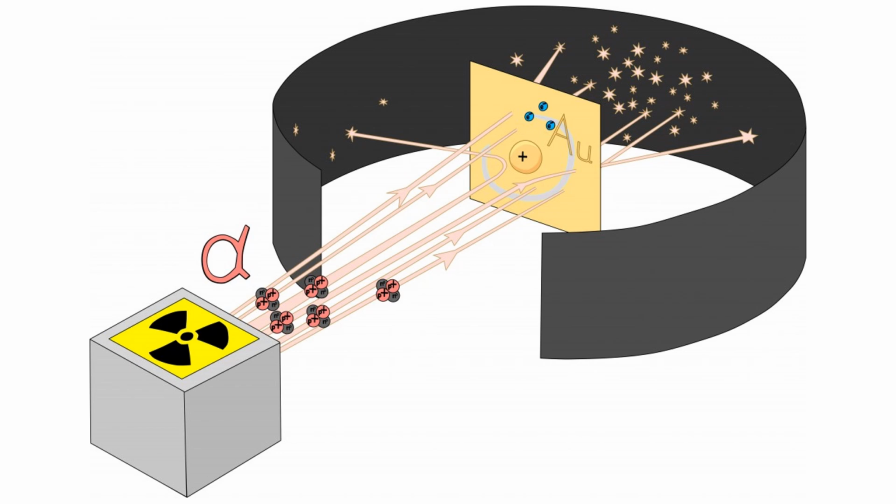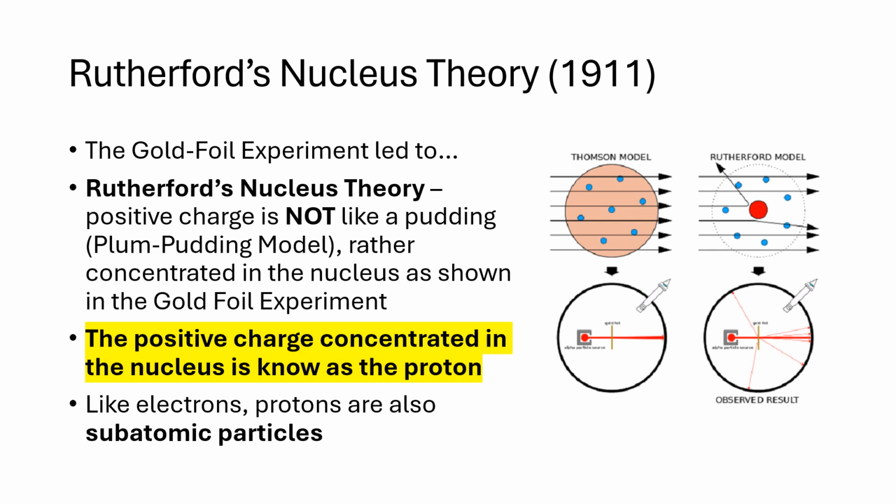You definitely need to know the general description of what he did, all right? And from this is where the nucleus theory comes in. After doing this experiment, Rutherford said, hey, since my alpha particles were deflecting, there must be a positive charge in the gold atom. And he was right, okay? This concentrated positive charge is known as a proton, and it's located in the nucleus of an atom.